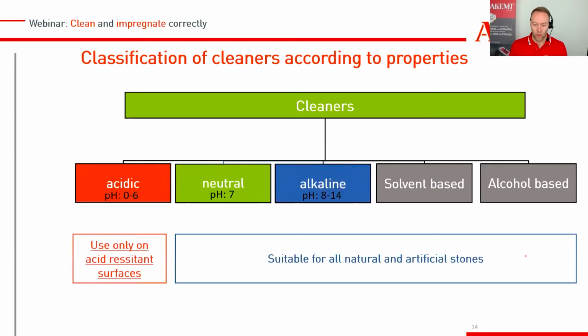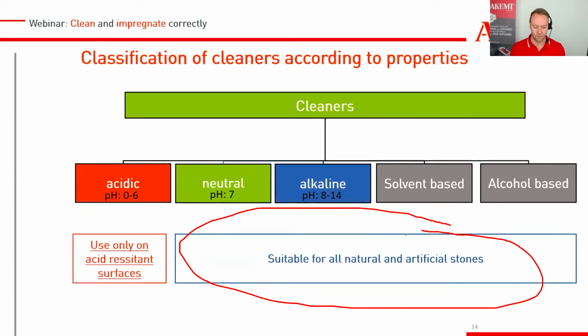Good. Then what you have to have in mind. Usually all cleaners can be used on all natural and artificial stones. Nearly all, only acidic products you can only use on acid-resistant surfaces. Of course, marble, limestone, terrazzo, concrete tiles, concrete slabs, cement slabs, there you should not use acidic cleaners, because I showed you already some pictures and I will show you some more of what can happen when you use this type of cleaner on the sensitive stone.